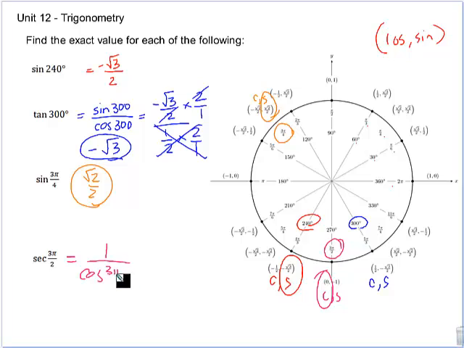over cosine of 3 pi over 2. Cosine of 3 pi over 2 is 0. 1 over 0 is undefined. So this is actually an undefined value.